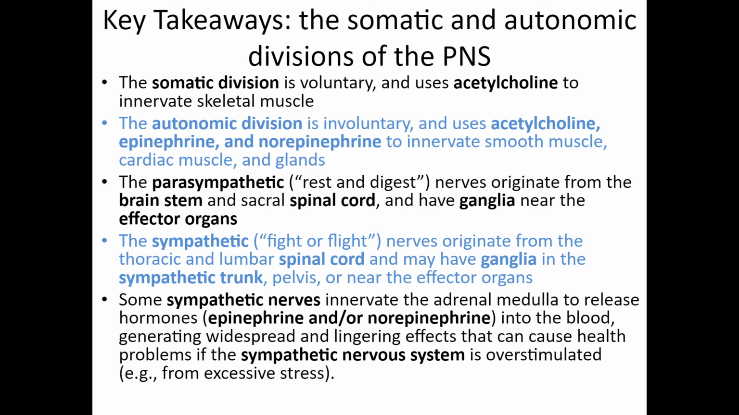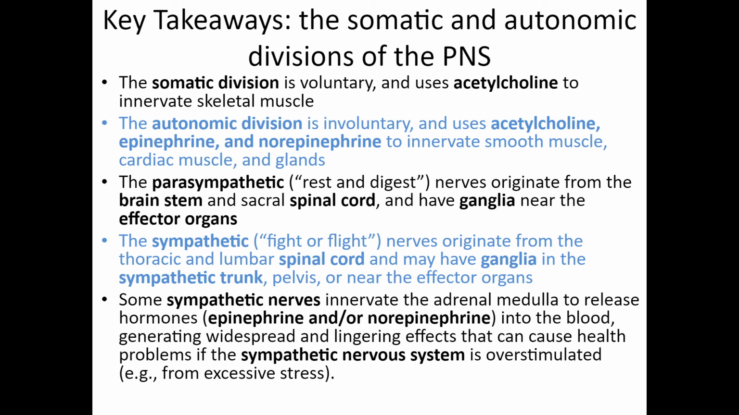and here are your key takeaways. The somatic division of the nervous system is voluntary, and it uses acetylcholine to innervate skeletal muscle. The autonomic division is involuntary, and it utilizes acetylcholine, epinephrine, and norepinephrine, once again, which are also called adrenaline and noradrenaline, to innervate your involuntary muscles, smooth and cardiac, as well as your glands.